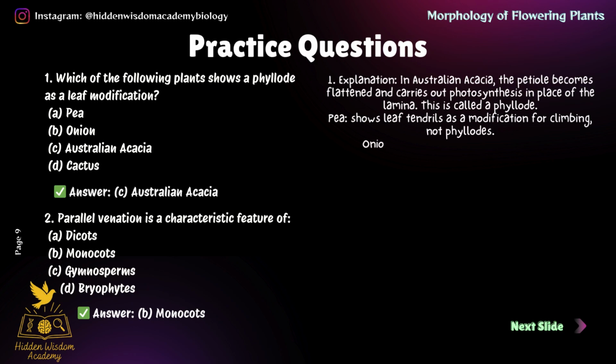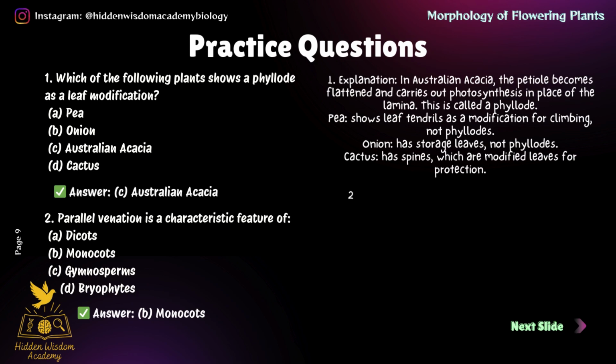Explanation. In Australian acacia, the petiole flattens and does photosynthesis, forming a phyllode. In peas, leaves turn into tendrils for climbing. In an onion, leaves store food. In cacti, leaves become spines for protection. So, option C is the correct answer.